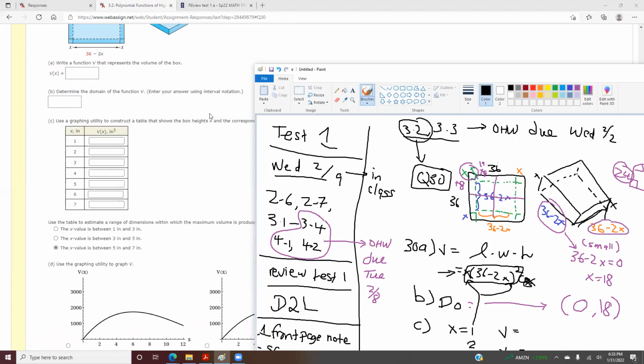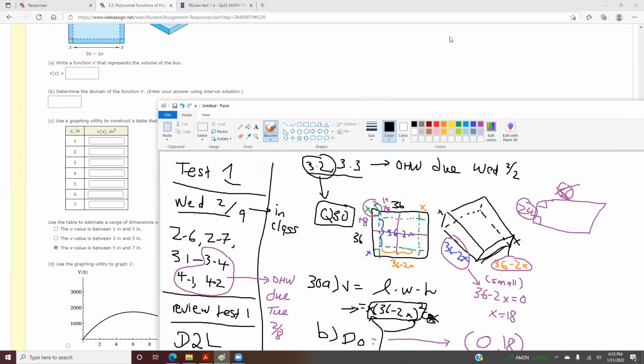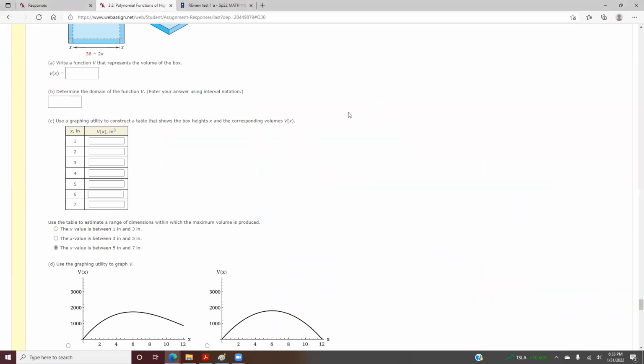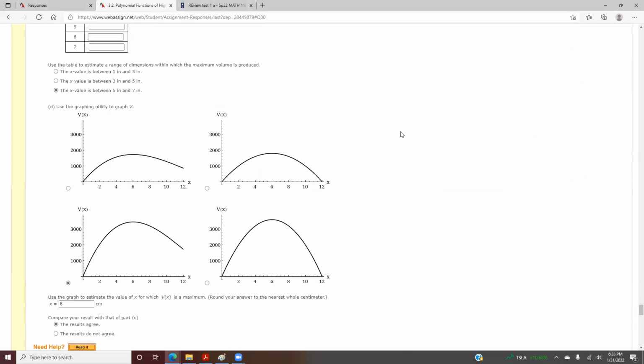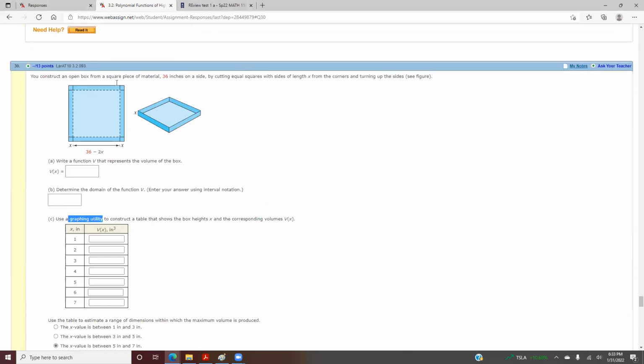This is something some of you asked me about. Make sure you use the Desmos graph to help you with the question here, because when they ask you to use graphing utilities, it means Desmos. Does anyone have any questions for me besides question 30?